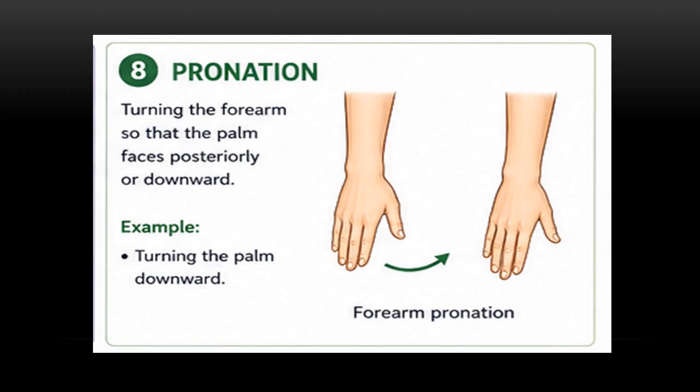In contrast, pronation is the opposite. The distal end of the radius rotates over the ulna medially in a way that the palm faces backward or downward and the thumb points towards the midline, as you can see in this picture also.